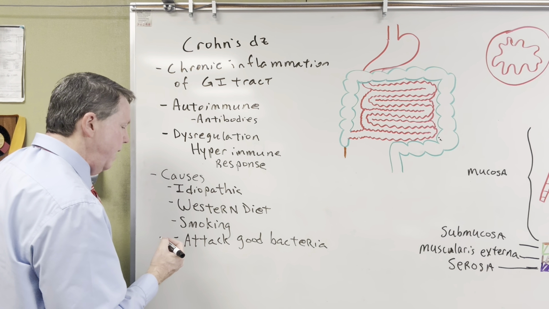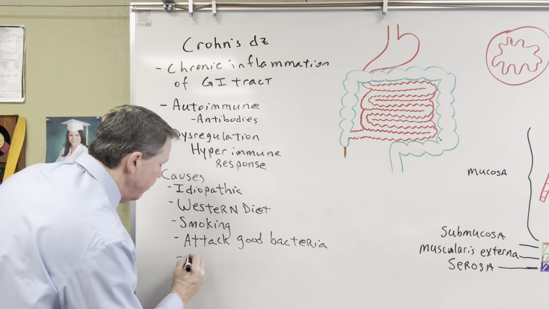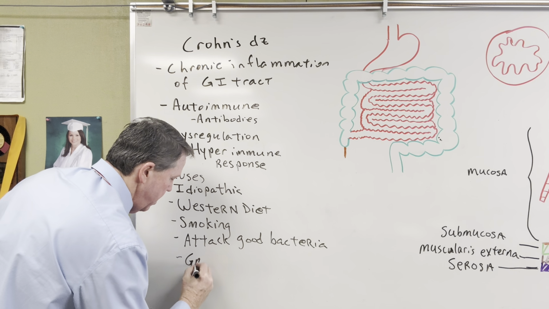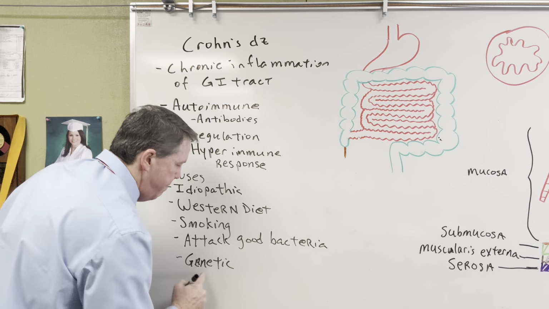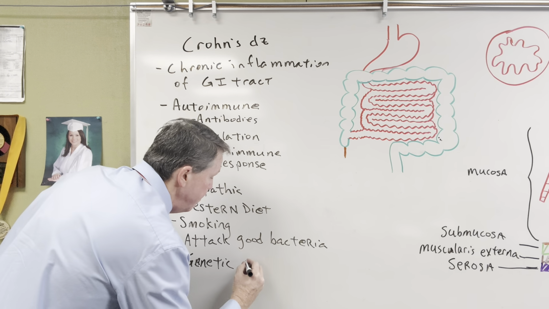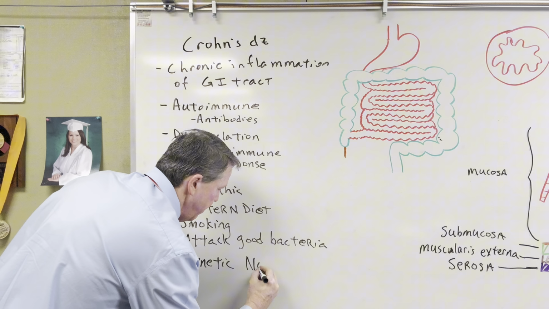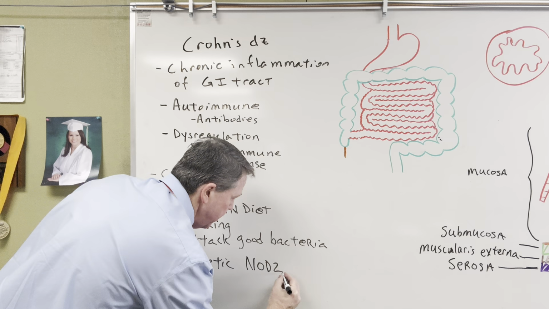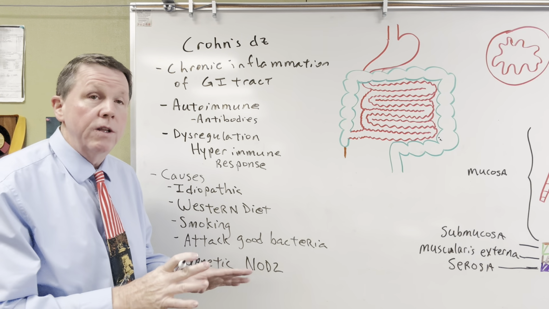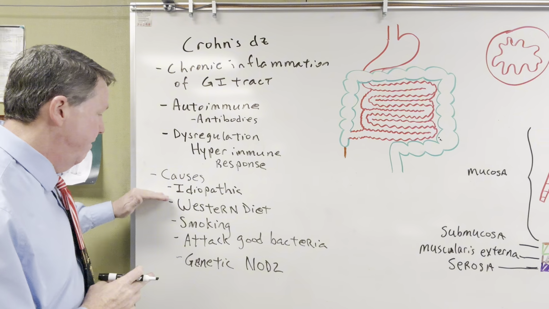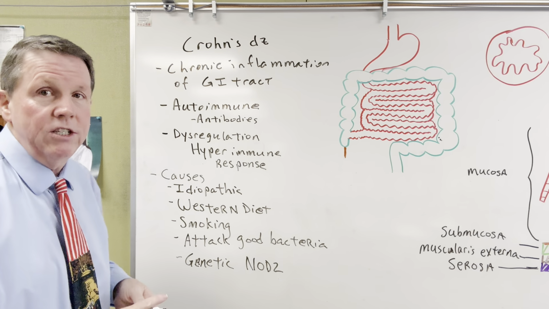And then the other thing is there's going to be a genetic component. I actually have already done a video about the genetic component. Normally, we find that about 30% of people will get something called a NOD2 mutation, and like I said, I already have a video on that. So let's go ahead and look now at the effects of these, and we're going to start with the Western diet.